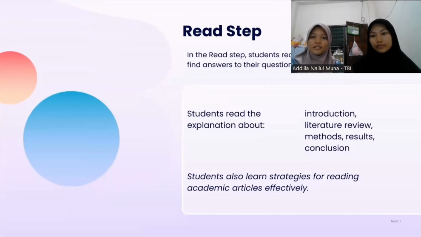Next is the read step. The third step is read. Here students read the text carefully to find answers to their questions. In Reading 4.1, students learn about the different parts of academic articles, including introduction, literature review, method, result, and then conclusion. The students also learn strategies for reading academic texts effectively.